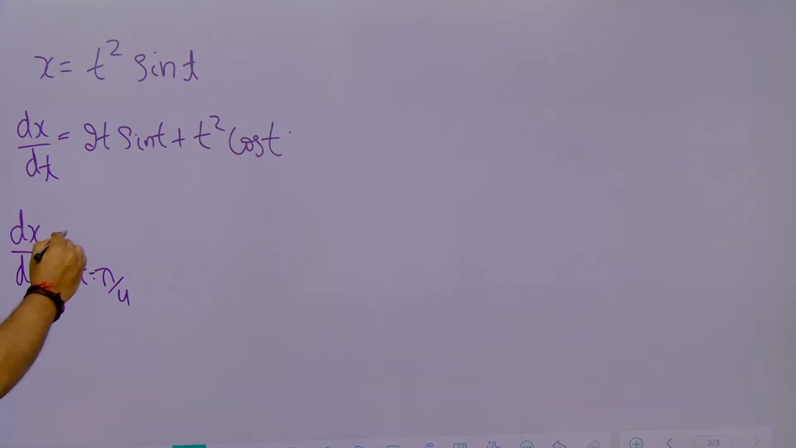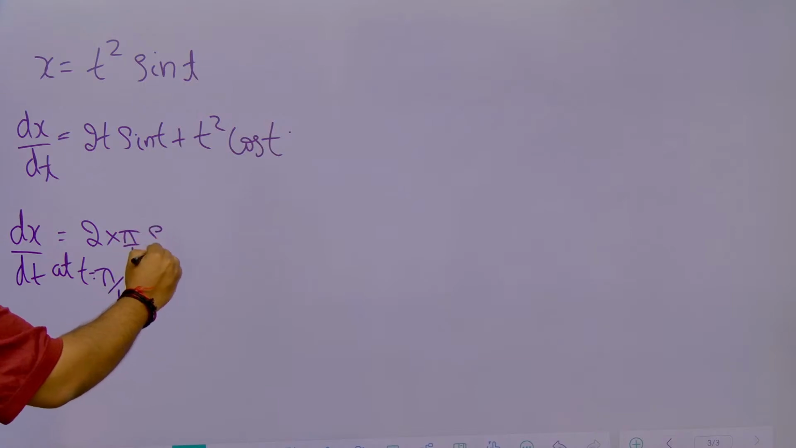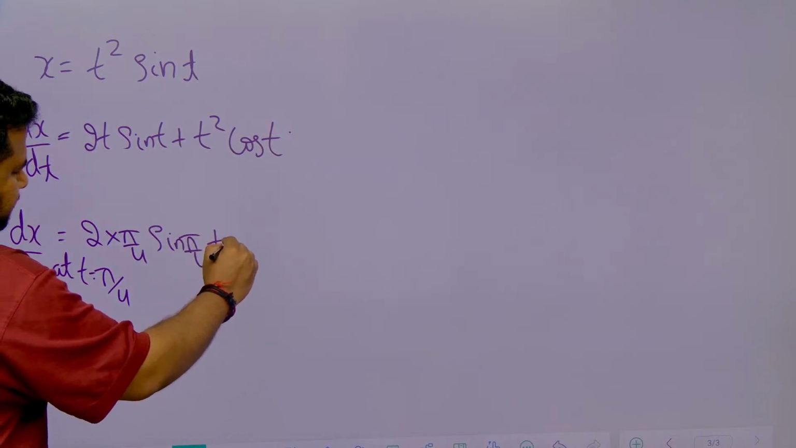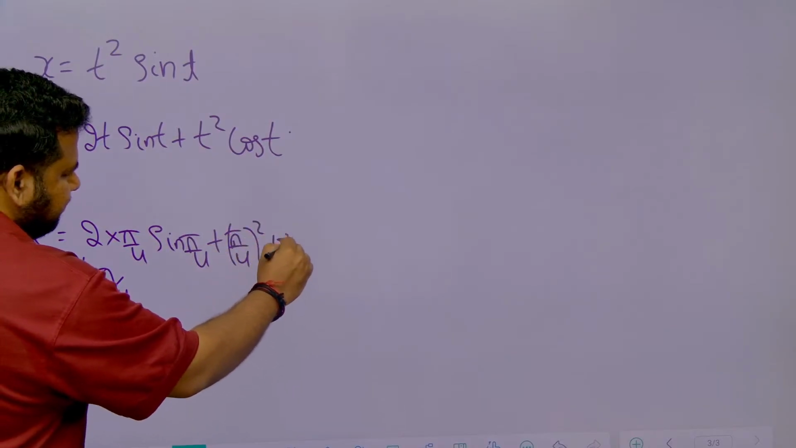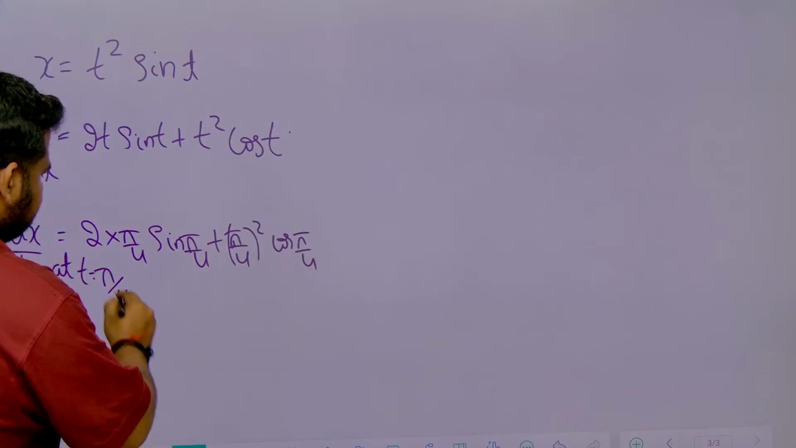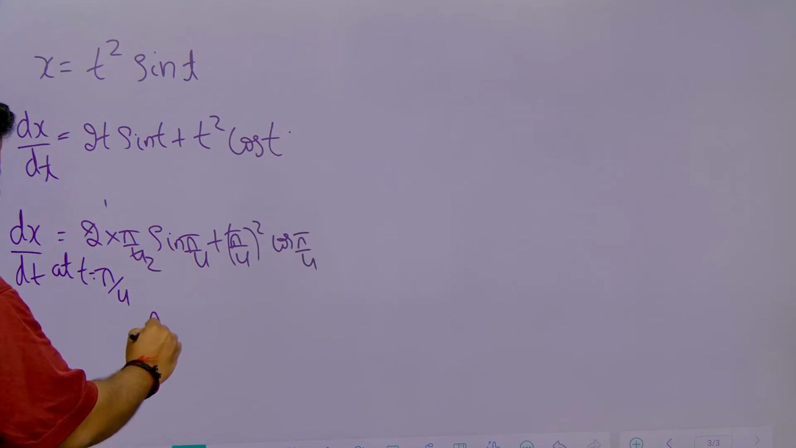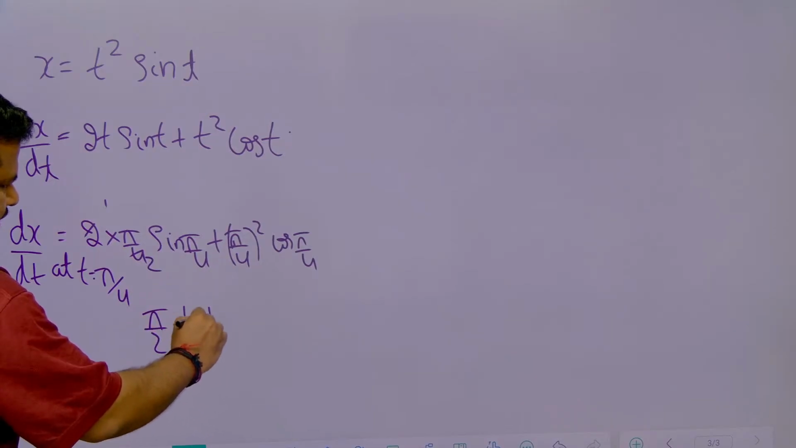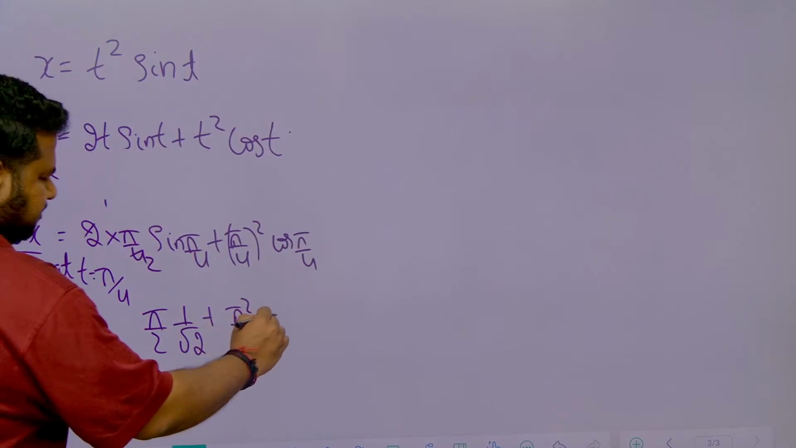Okay, so what will happen, 2 into t means it will become pi by 4 into sin pi by 4 into t square, which is pi by 4 whole square, cos pi by 4. Okay, 2 into pi by 4, I will write it as 2 into 1 pi by 2, this will be pi by 2 into sin pi by 4, which is 1 by root 2. Okay, pi by 4 square is pi square by 16.